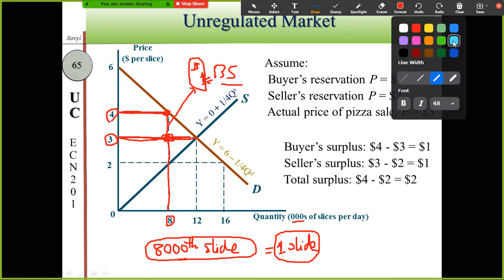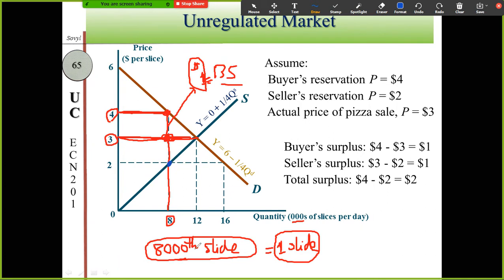However, the seller, for this one slide at 8,000, wishes to receive $2. Less than 2, this seller doesn't sell. The seller plans to receive $2, but the price is $3. That's why the seller gets $1 of seller surplus. This seller wished to get $2 per slide, but the market price is $3 per slide, so he or she gets $1 as seller surplus.